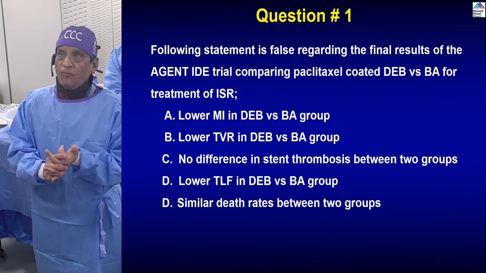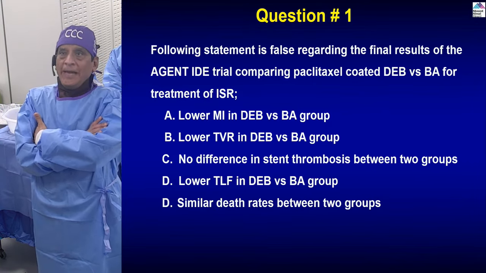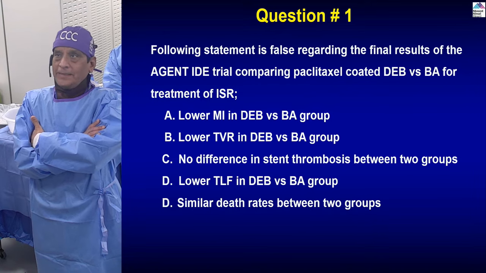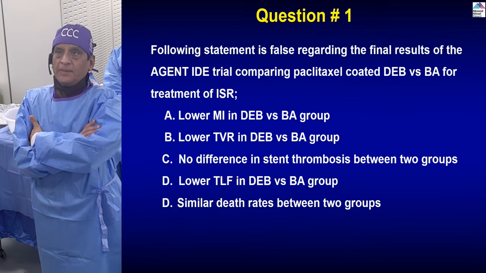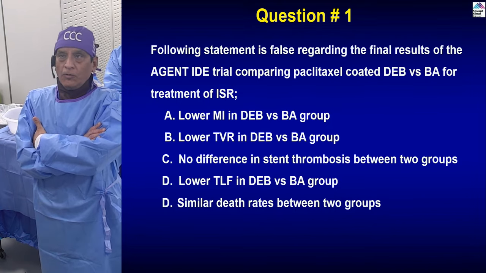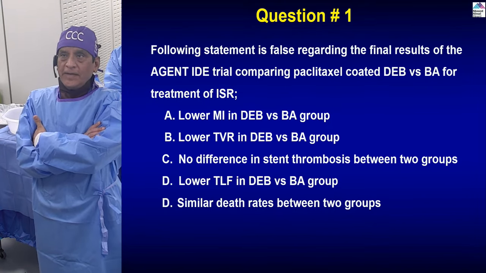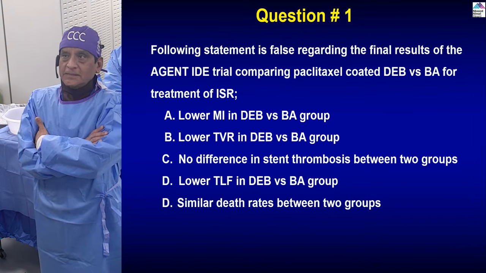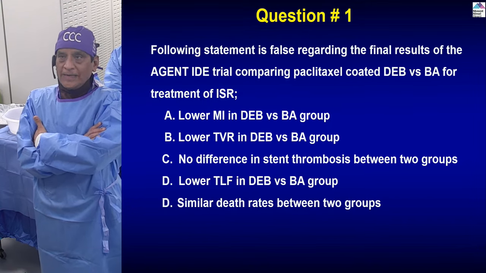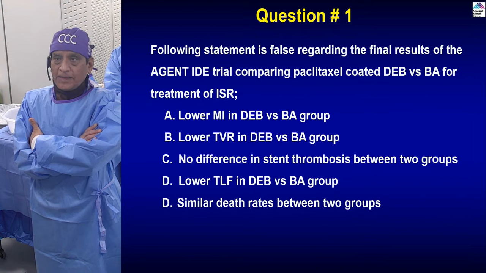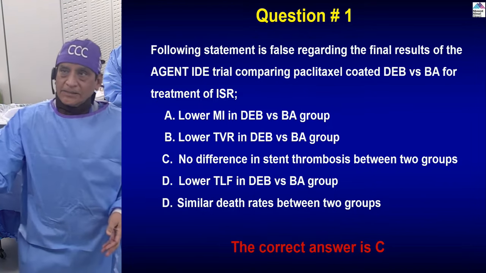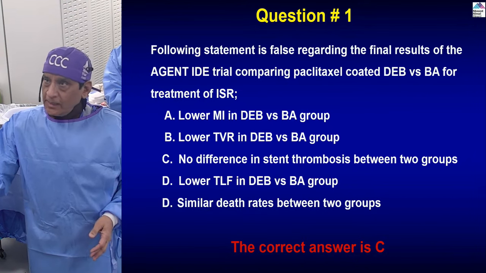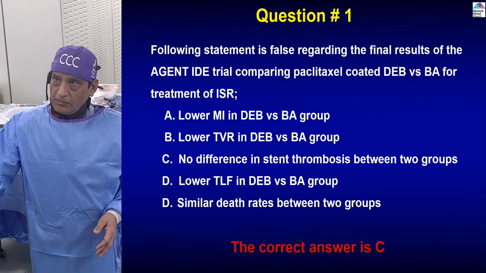The following statement is false regarding the final results of the AGENT ID trial comparing paclitaxel-coated drug-eluting balloon versus BA, balloon angioplasty, for treatment of ISR. Which one is false? Lower MI in the DEB group, lower TVR in the DEB group, no difference in stent thrombosis between two groups, lower TLF in the DEB group versus BA, similar death rates between the two groups. So the question was, C is the wrong answer. There is lower stent thrombosis in the DEB versus the balloon angioplasty group.